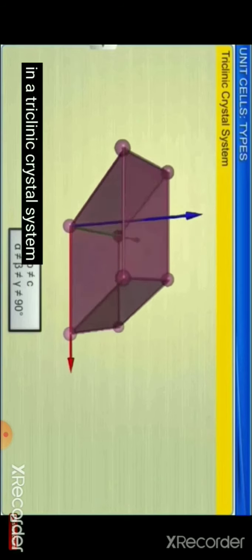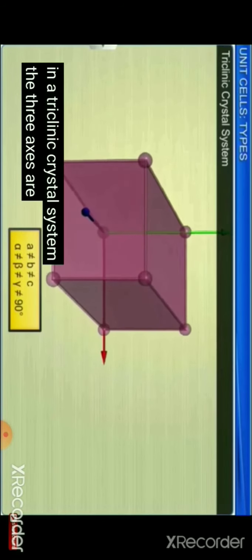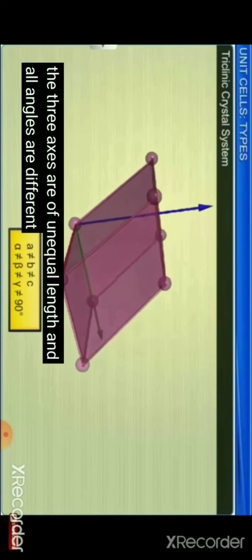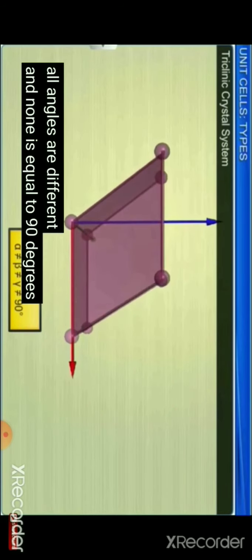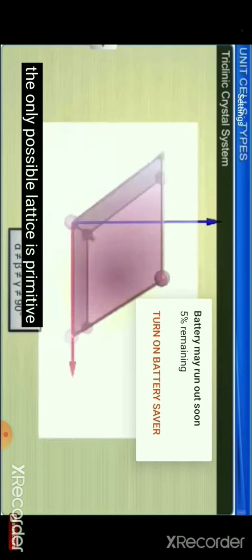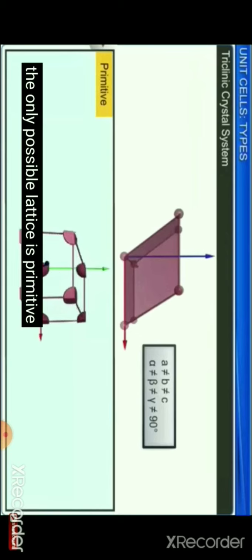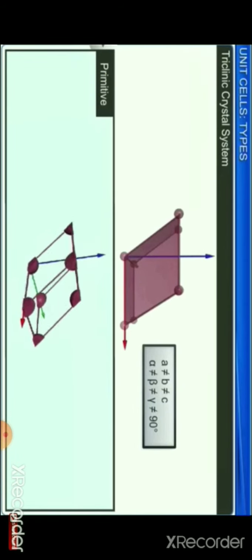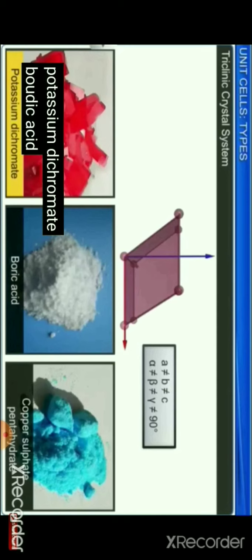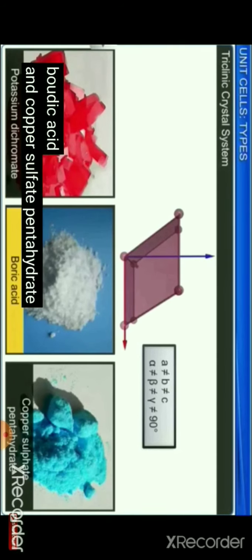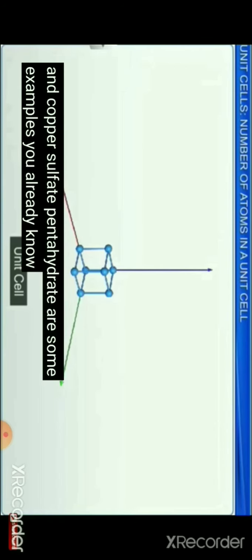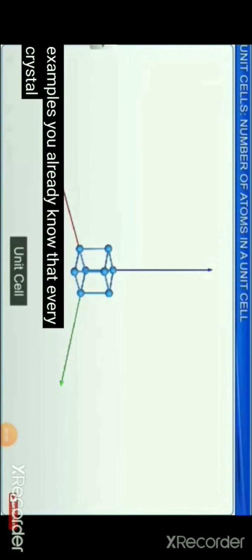In a triclinic crystal system, the three axes are of unequal length and all angles are different and none is equal to 90 degrees. The only possible lattice is primitive, and potassium dichromate, boric acid and copper sulfate pentahydrate are some examples.